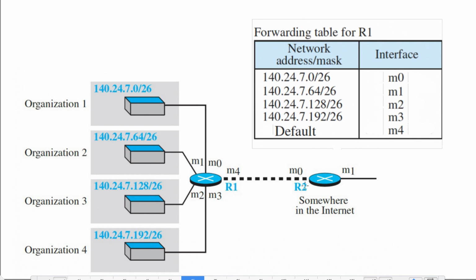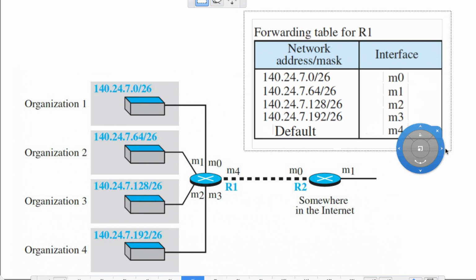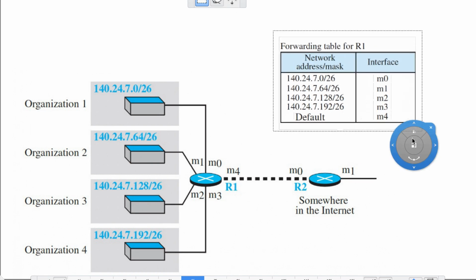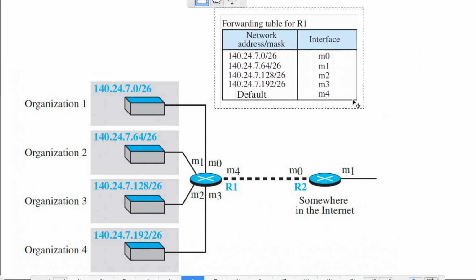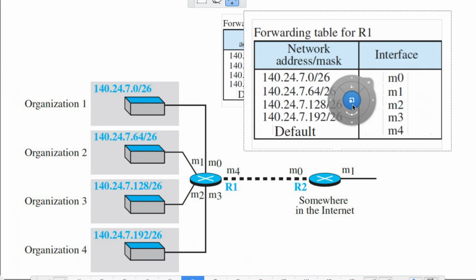Now, what about R2? How will the R2 routing table look? Just think about it. See, R2 is also indirectly connected to these four networks. So there is no problem if I just write the R2 routing table almost as it is. Let me just copy this and show you how I'm going to write the routing table for R2, or forwarding table or routing table.